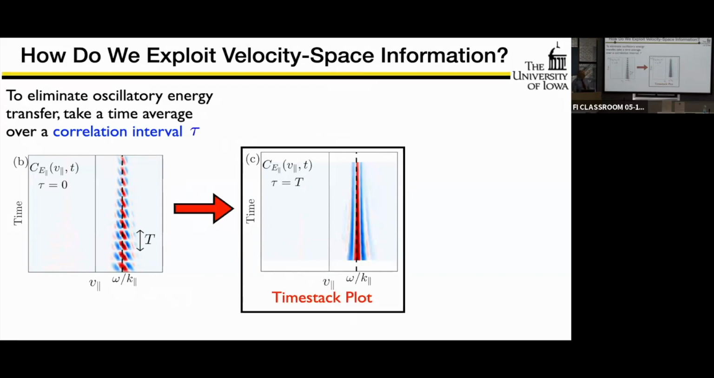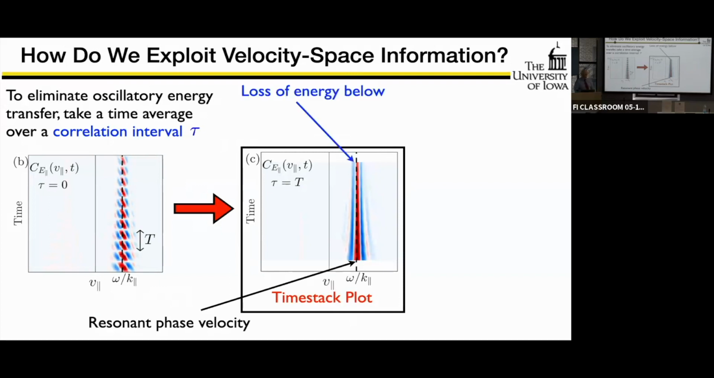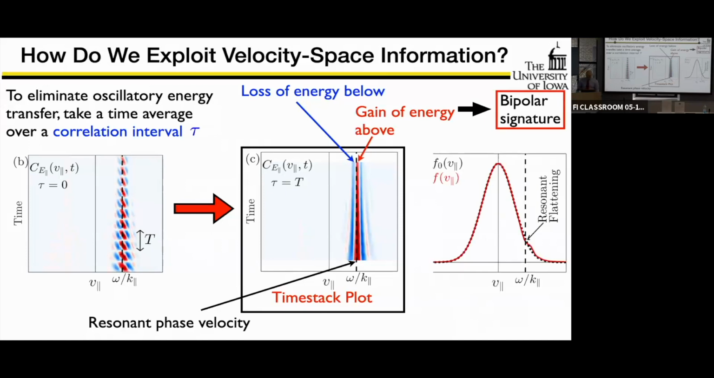Okay, and this is what I call a time stack plot. It's the rate of change of energy to the particles as a function of particle velocity and time. And what I see here is the vertical dashed black line is the resonant phase velocity of that wave. And what I see is blue represents a loss of energy. The particles are losing phase space energy density, and the red is a gain of phase space energy density. This is what we call a bipolar signature. But in fact, that bipolar signature is simply the manifestation of this quasi-linear flattening.